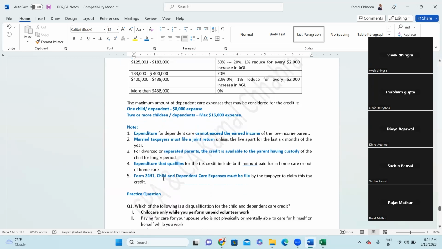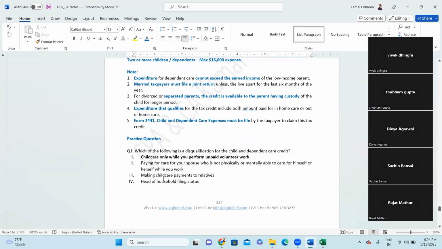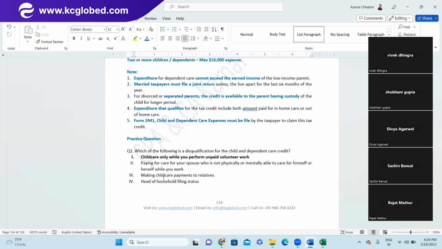Okay, so look at the note. Expenditure for dependent care cannot exceed the earned income of the low income parent. So whatever the amount you are considering as an expense should not be more than your spousal income. Make sense? Expenses for dependent cannot exceed the earned income of the low income spouse or low income parent.